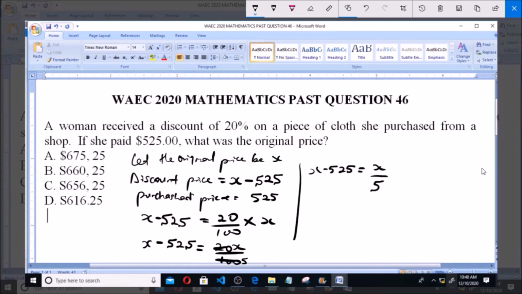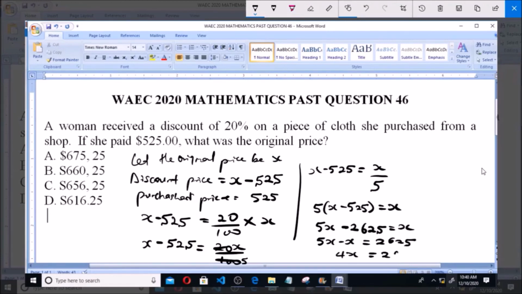Now when you cross multiply, you have 5 into X minus 525 is equal to X. So that means 5x minus 2625 is equal to X. That's opening this bracket. Now collecting like terms, we have 5x minus X is equal to 2625. Now we have 4x is equal to 2625. Therefore X is equal to 2625 divided by 4, which is the coefficient of X.